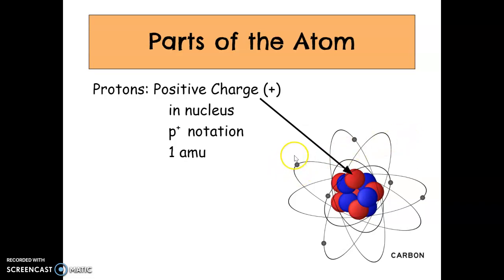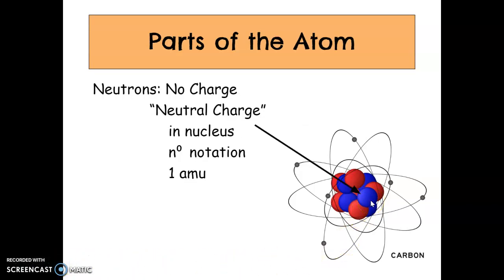In this particular image, we're looking at the red particles here. Those are the protons, and they're positively charged. If we were going to annotate this, we would use a P and then a little plus symbol. It's one atomic mass unit, which is just a unit of measurement. AMU is atomic mass unit. This particular atom is actually of the element carbon. So in the red, these are our positive protons, located in the nucleus. And remember, the nucleus has most of the mass of the atom.